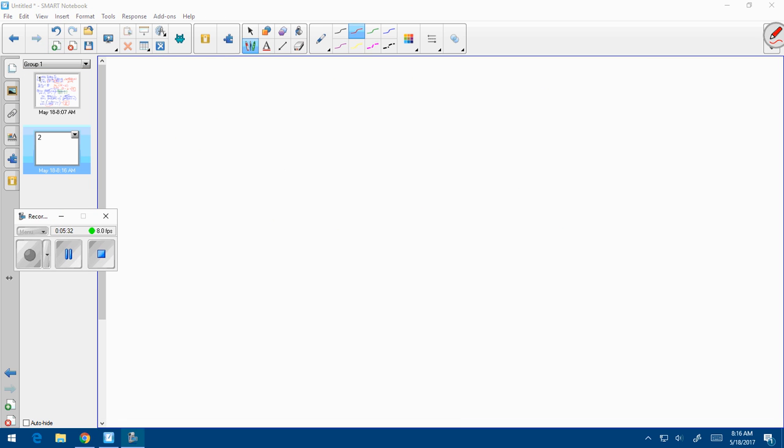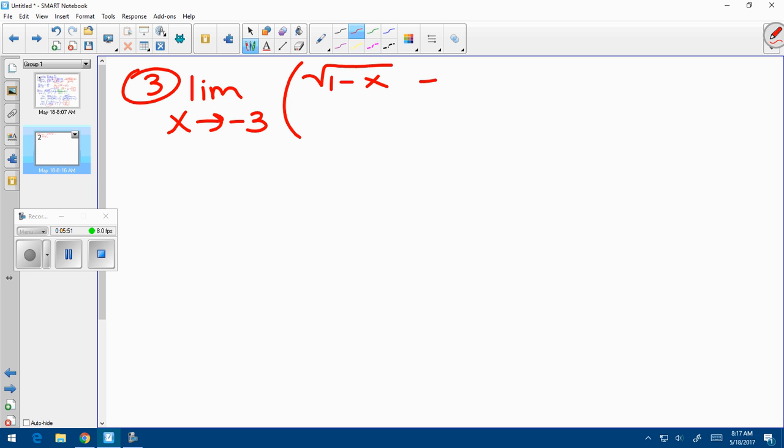I just have 2 more that I'd like to try. Number 3 is going to look similar to the last one. It's the limit as x approaches negative 3 of the square root of 1 minus x, minus 2, and on the bottom we have x plus 3.